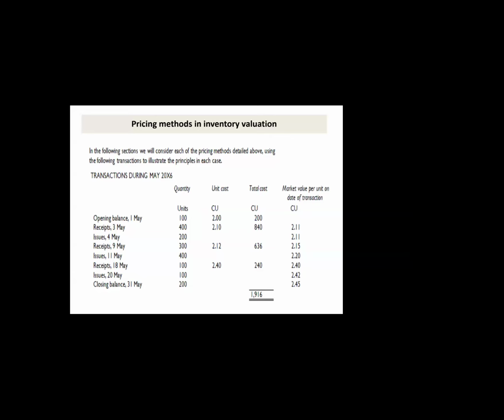Okay, great. Then on 20th May, we issued 100 at the rate of 2.20. Then our value of inventory of 200 units would be 440, right? Okay. So under the weighted average pricing method, our value of inventory is 440.